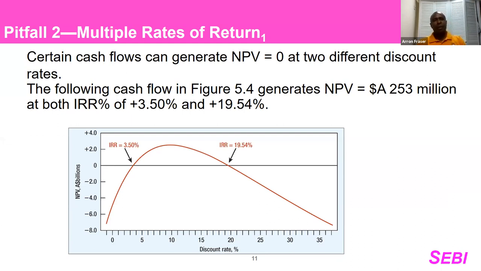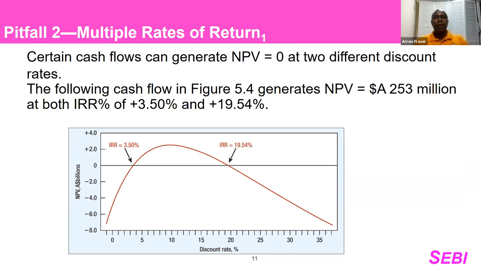So you can have projects with several internal rates of return that equal zero once the sign of the cash flow changes. Once the net cash flow in a particular period changes from inflow to outflow, and back to inflow, then you have several IRRs. So you should be cognizant of that when you look at projects.